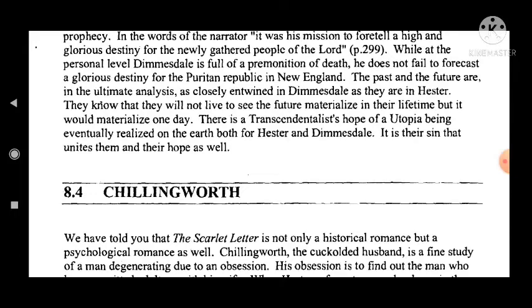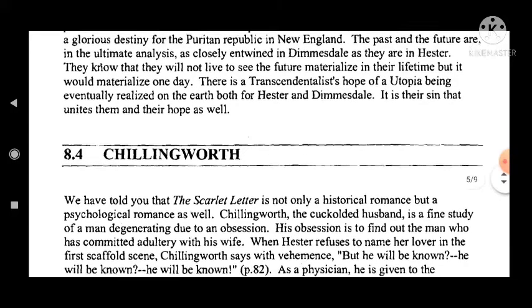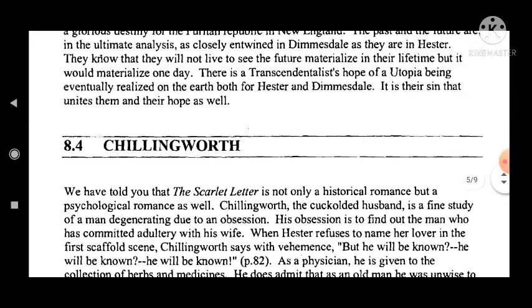They know that they will not live to see the future materialize in their lifetime, but it would materialize one day. There is a transcendentalist hope of a utopia being eventually realized on the earth, both for Hester and Dimmesdale. It is their sin that unites them, and their hope as well.